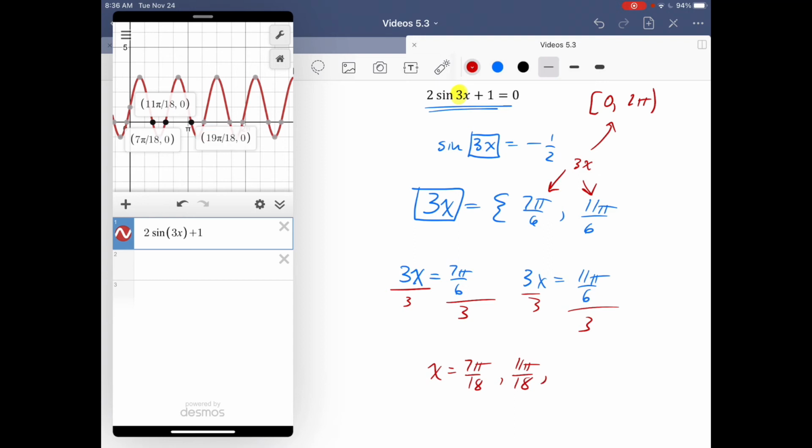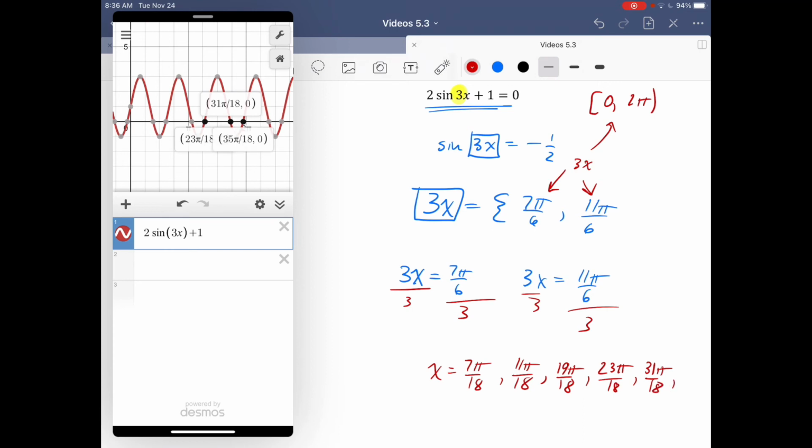So let's continue. We've got 19 pi over 18. And we've got 23 pi over 18. And how many more? We've got 2 more. 31 pi over 18. And finally, 35 pi over 18.